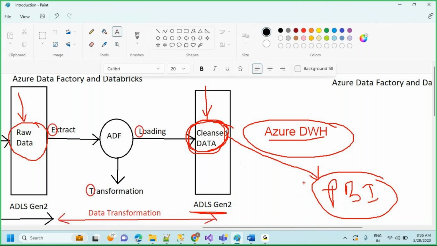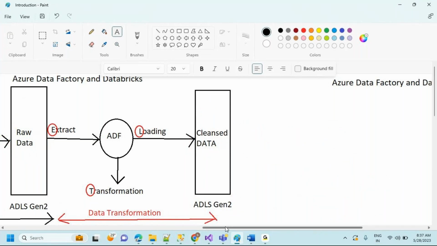The problem here is that reading the data from there is definitely going to take a little more time, because files are not going to have indexes. Azure Data Lake Storage Gen 2 is a file system. You're not going to have indexes. You're not going to have joins. It's just like your system file system. So in order to have all those features, we need to have an Azure data warehouse.